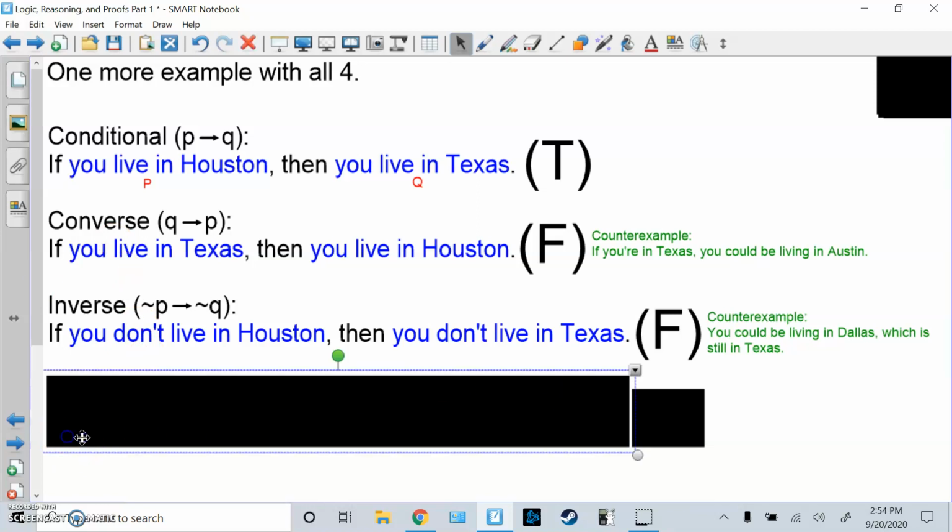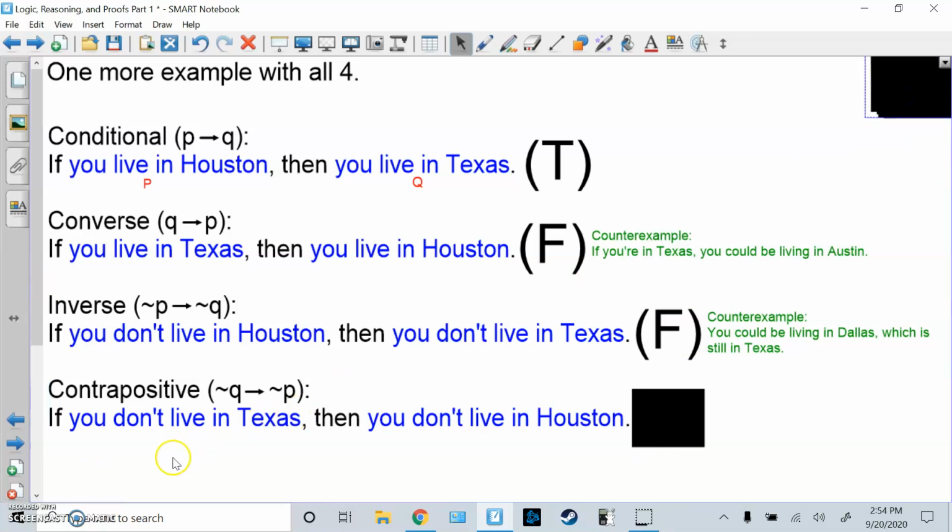Let's try the contrapositive. If you don't live in Texas, then you don't live in Houston. So all you know is you're not in Texas at all. You could be in some other state or country. Does that guarantee you're not in Houston? The answer is yes, that's true.